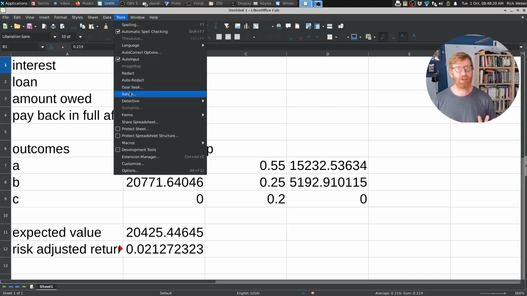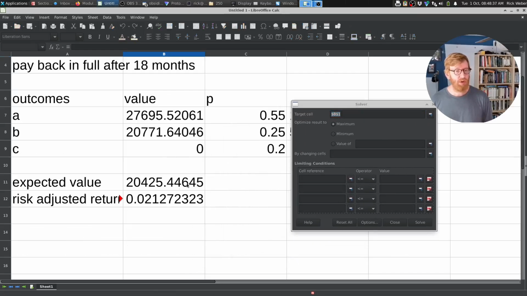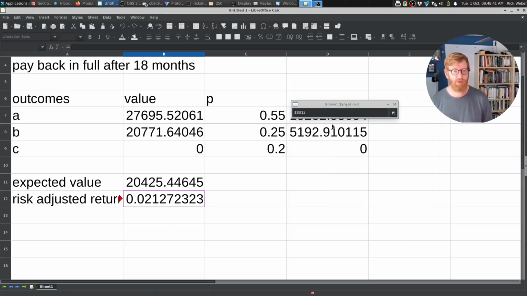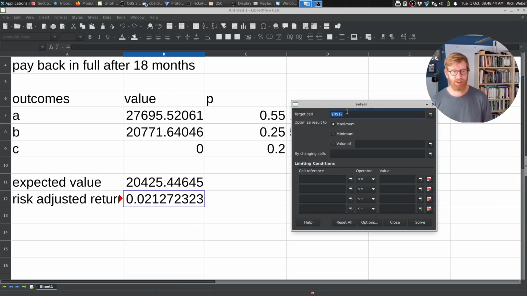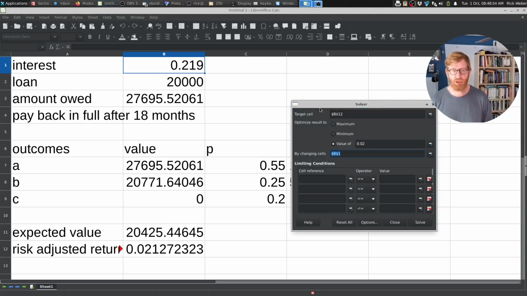So in LibreOffice, this is under Tools, there will be something similar in Google Sheets. There'll be something similar in Excel. With Excel, you usually have to activate the add-on, which is ask YouTube if you're using Microsoft Excel. LibreOffice, it's just right here. What we want is we want to target our risk-adjusted return. Go ahead and hit enter. We want to get this to a value of 0.02 by changing the interest rate that we charge.